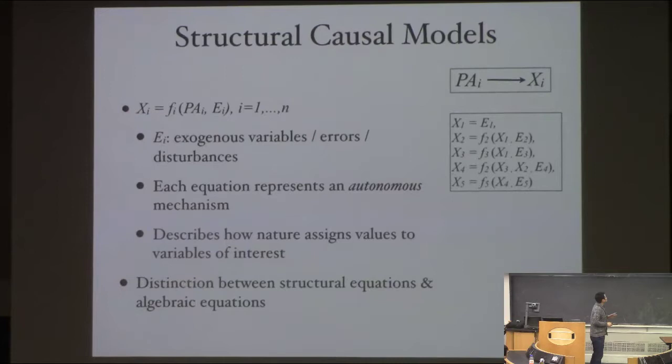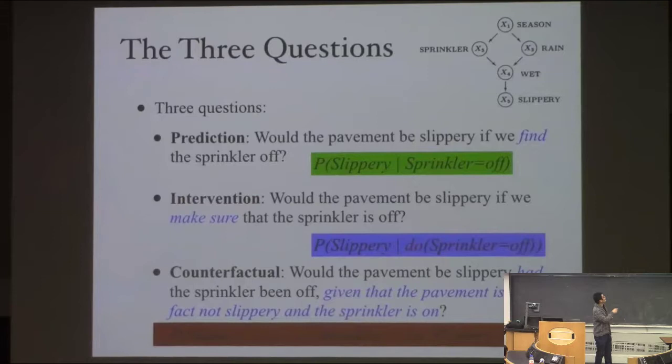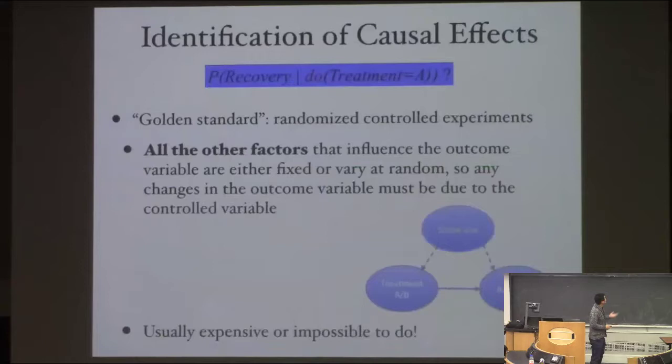Now, we have the questions, and the second one is about the interventional effect, the causal effect of x on y. How can we estimate this? A traditional way is to use randomized controlled experiments. If you want to see the effect of treatment on recovery, what can you do? I have two groups of people. One of them receives A, the other receives B. All the other factors that influence the outcome, which is the recovery, are either fixed across the two groups or vary at random across the two groups.